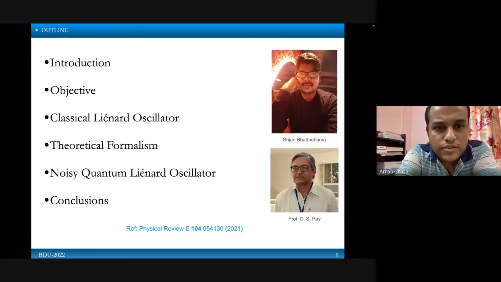So this is the kind of outline. I will first give an introduction of what the fundamental difference is between dissipation in classical systems and quantum systems, how to introduce that, and how to formulate dissipation in quantum systems in a systematic and consistent way. Then I will discuss the theoretical formalism and its results. Finally, I will conclude.